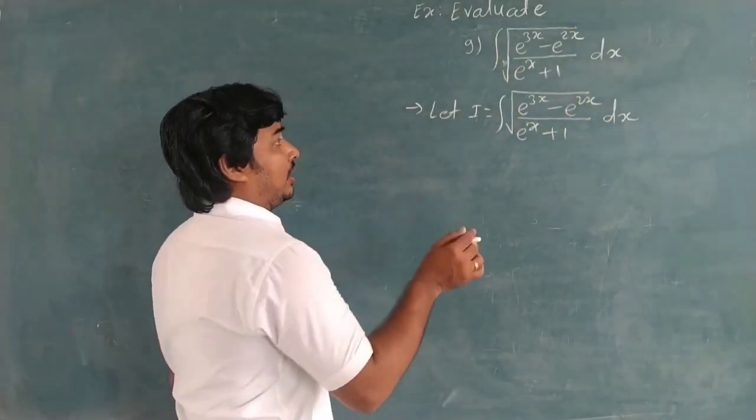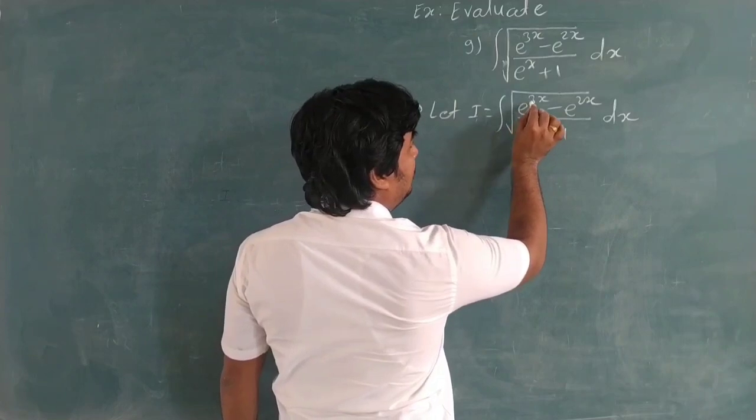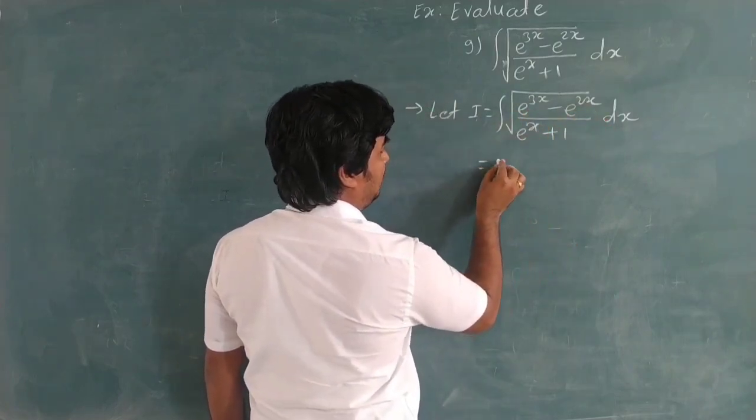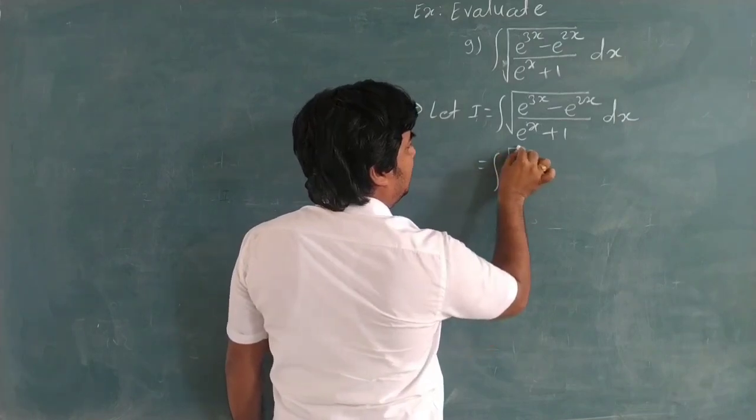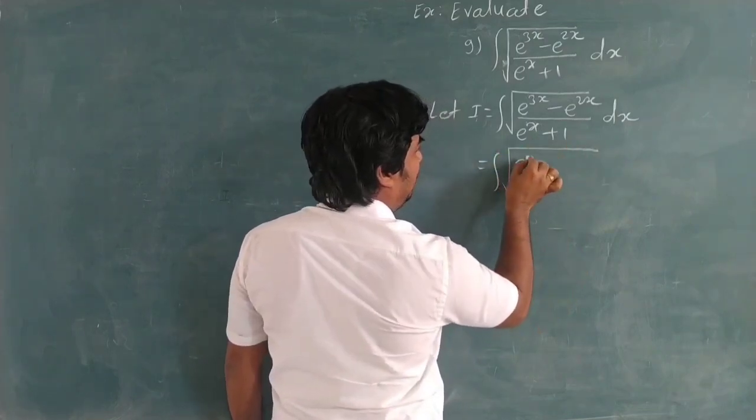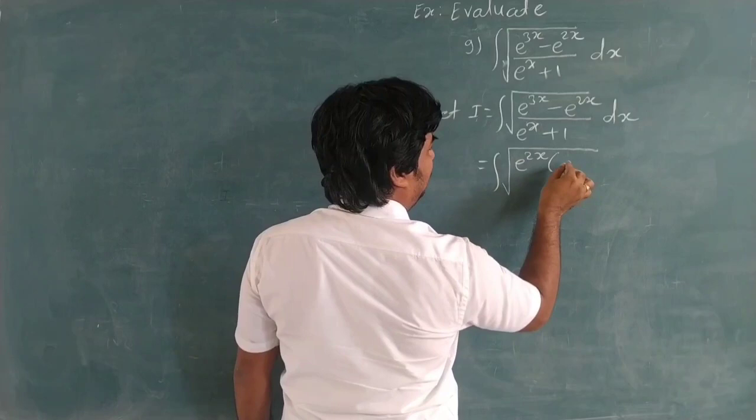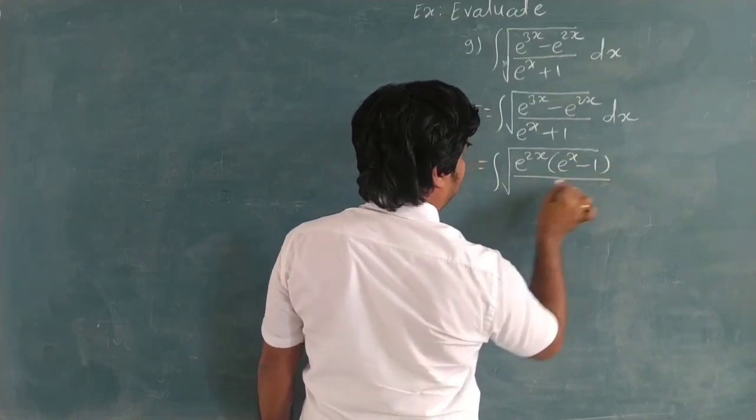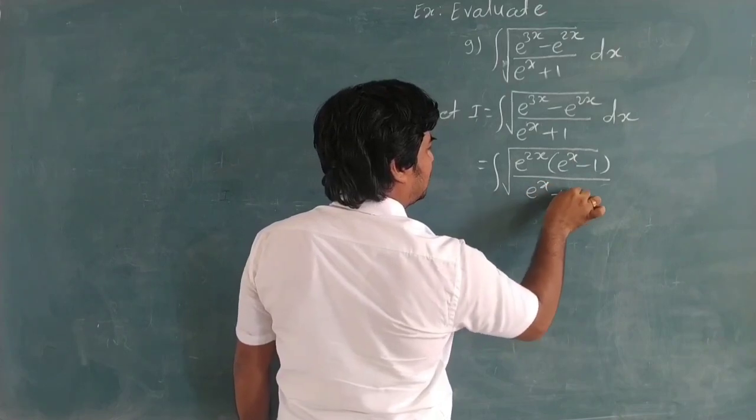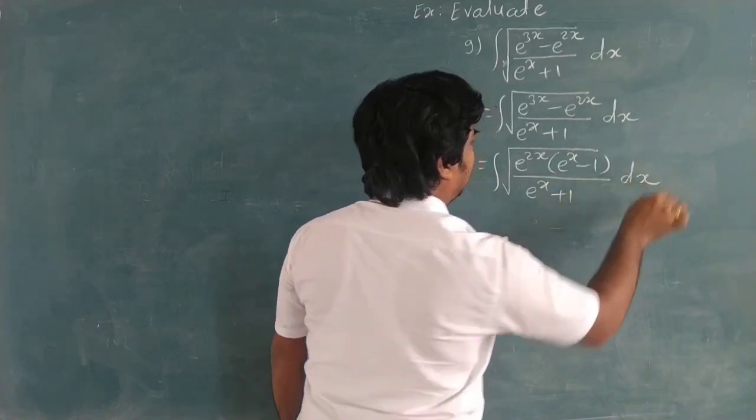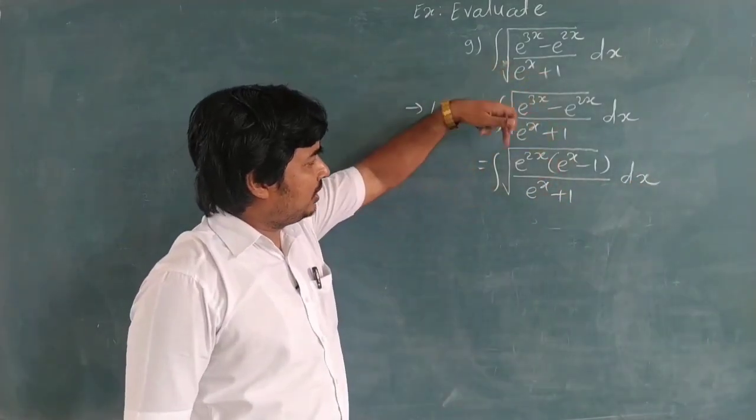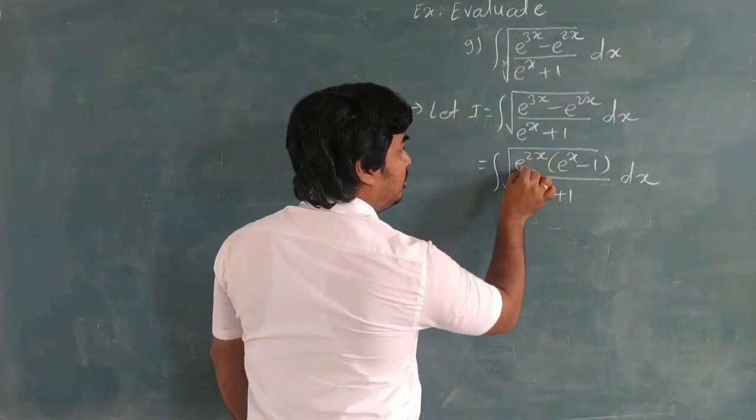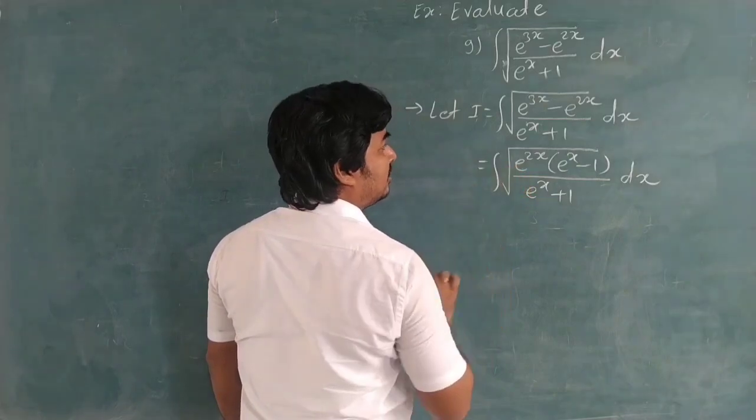Okay, so here simplify this. It is e to the power 3x and it is e to the power 2x, so we can take e to the power 2x common. Check all the calculations, see carefully: it is e to the power 2x into e to the power x minus 1 upon e to the power x plus 1 dx. Here only in the numerator we can take e to the power 2x common, and this e to the power 2x can be taken outside the square root.